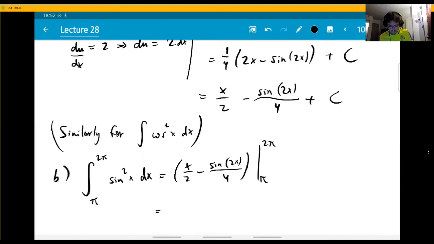So what does this give you? You need to calculate this whole function at the number 2 pi. So that's what I'm doing here. Minus the whole function at the number pi.